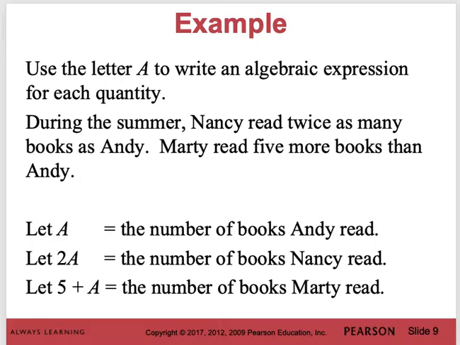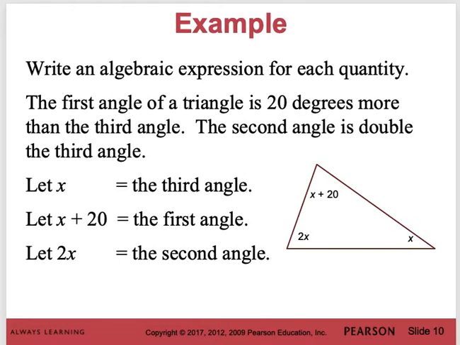Twice as many books. Nancy read twice as many books as Andy. Marty read 5 more books than Andy. So using A to represent the number of books Andy read, we can write two different expressions that show us those two sentences for Nancy and Marty. Here's another example of writing an algebraic expression starting with what we're going to set our variable to.